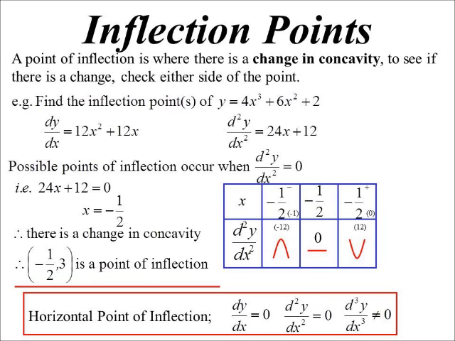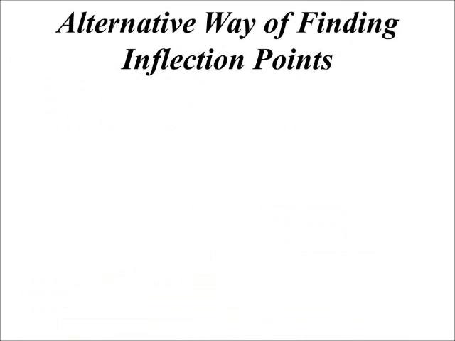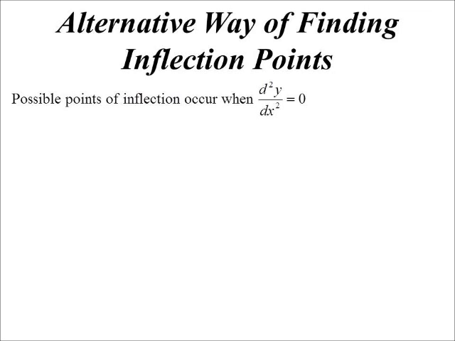What's he talking about? Let me explain this. Here's an alternative way of finding inflection points, not in the actual syllabus. So if you do choose to use this method, make sure you explain yourself very clearly what you're doing. Okay, we locate our possible point of inflection. Second derivative is equal to 0.